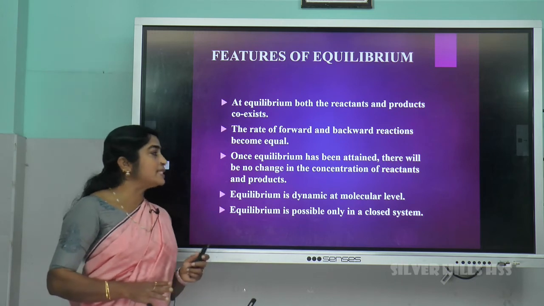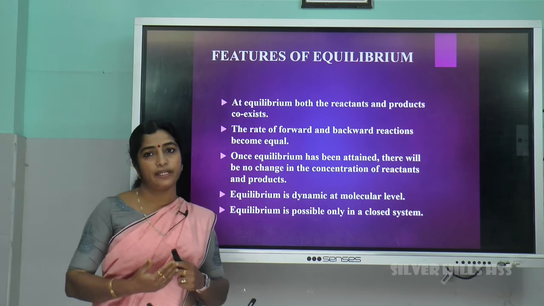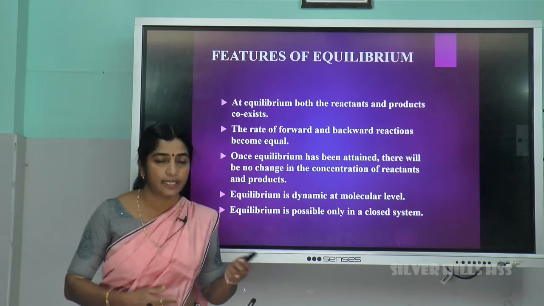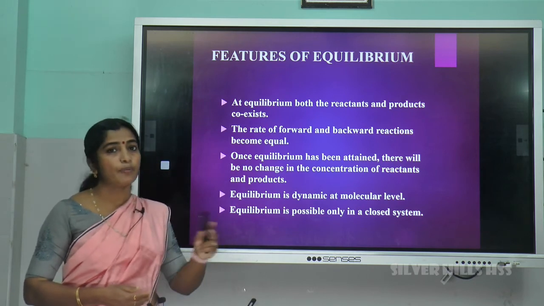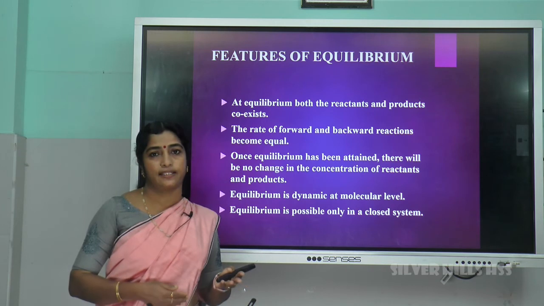And equilibrium is dynamic at the molecular level. At the molecular level, it is dynamic in nature. So, a chemical equilibrium we can call a dynamic equilibrium. At the molecular level, it is moving. Dynamic means moving, not static.